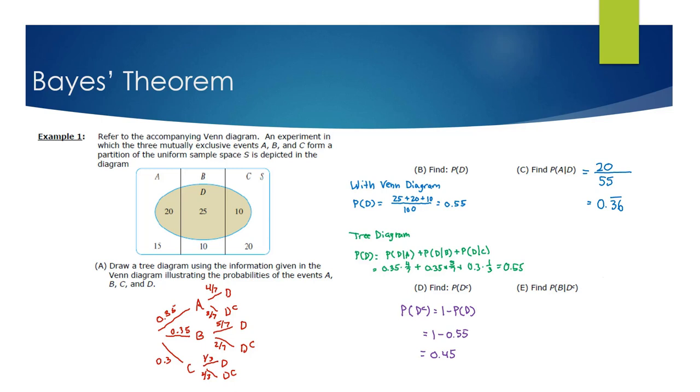The probability of B, given that you're not in group D. So if I'm not in group D, I can see again I have 45. So I'm looking at that 45. 10 out of that 45 are in group B. So 10 out of 45 becomes 2/9, which is 0.2 repeating.